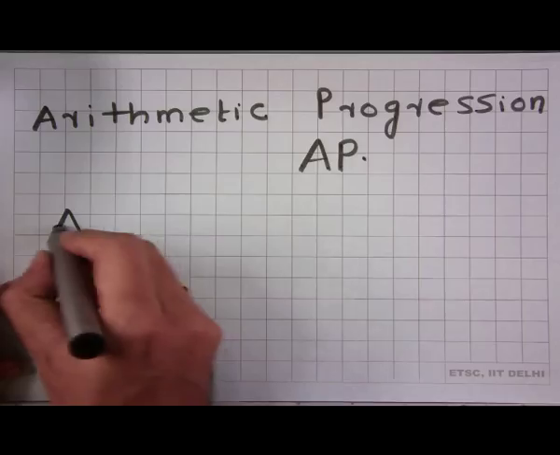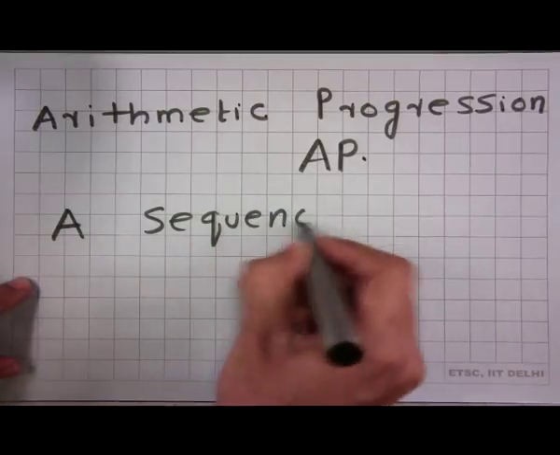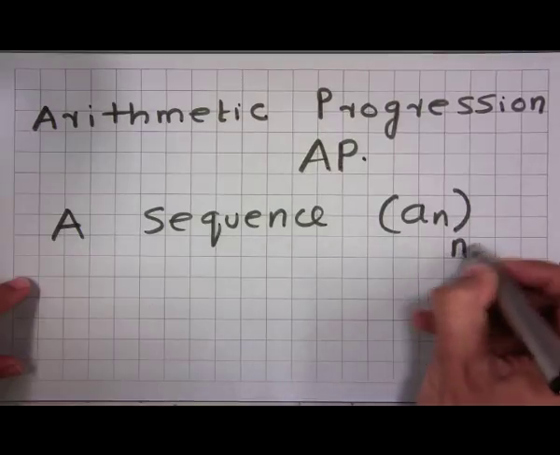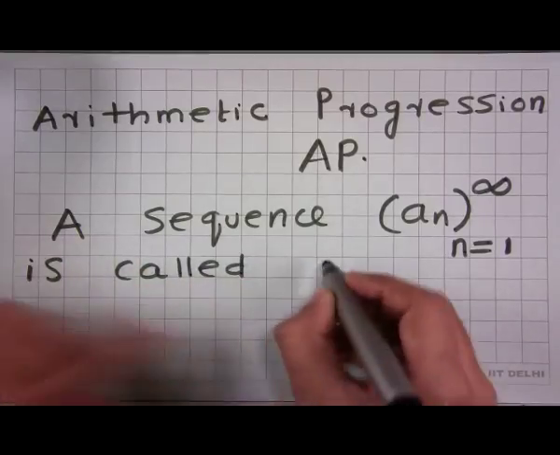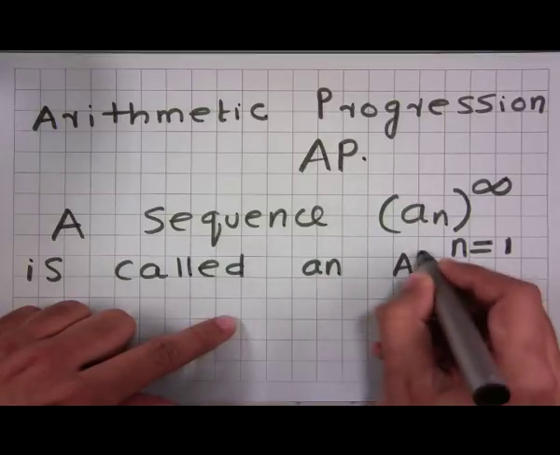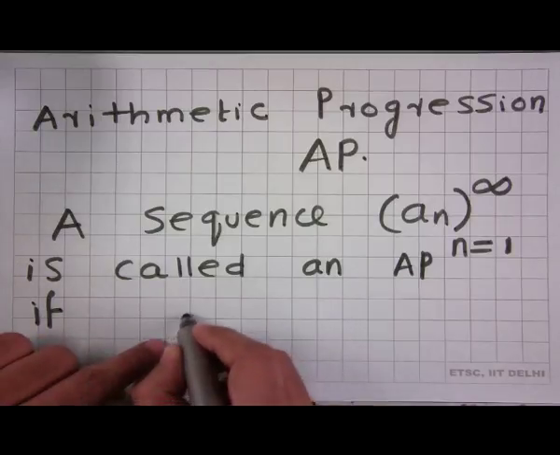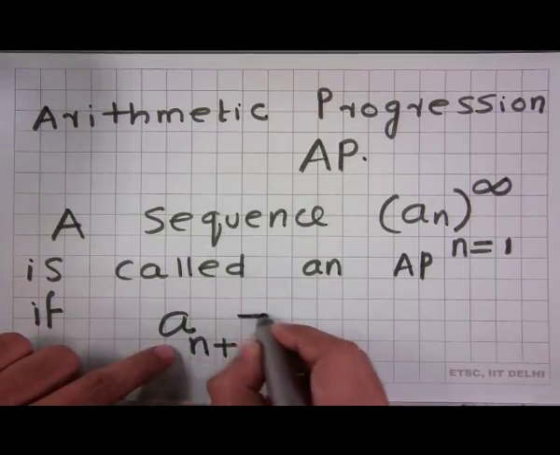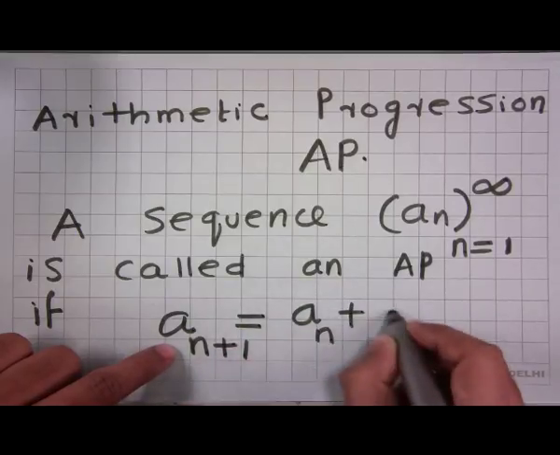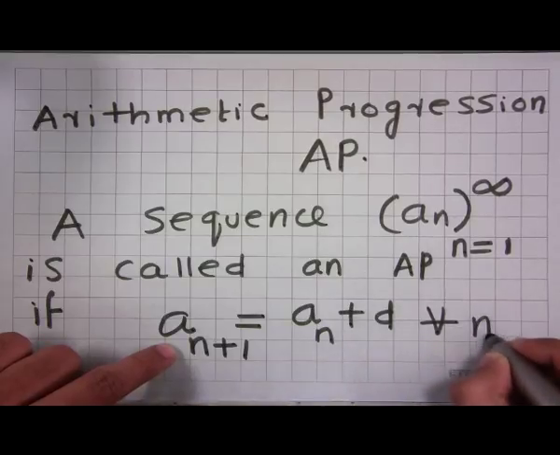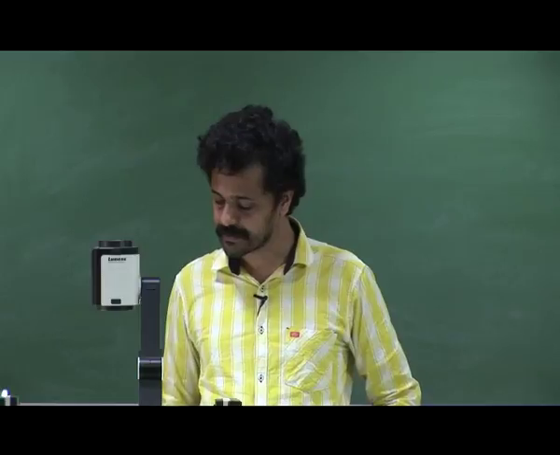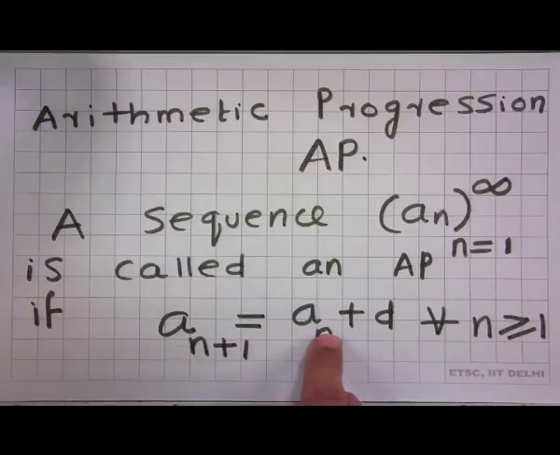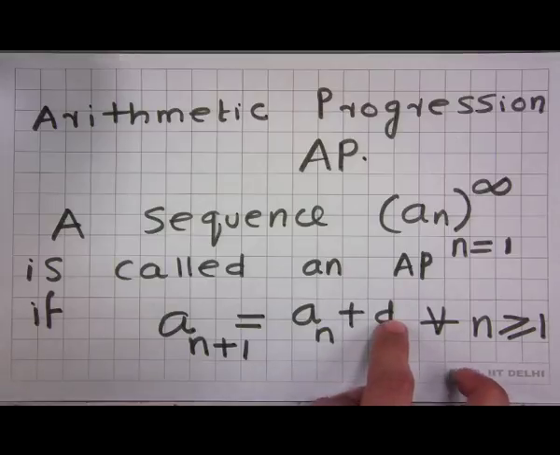To put it simply, a sequence a_n, n ranging from 1 to infinity, is called an arithmetic progression if a_{n+1} is equal to a_n plus d for all integers n greater than or equal to 1. This essentially says that the difference of two consecutive terms, namely a_{n+1} and a_n, is d, where d is a constant.